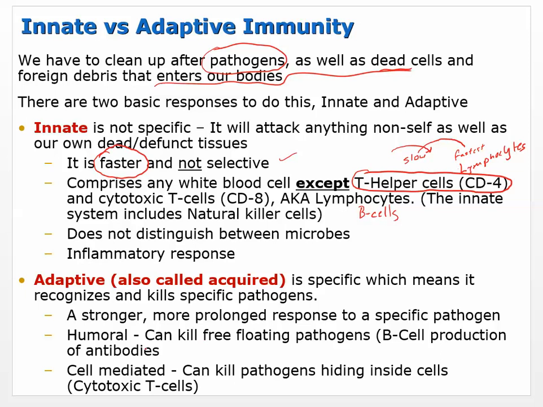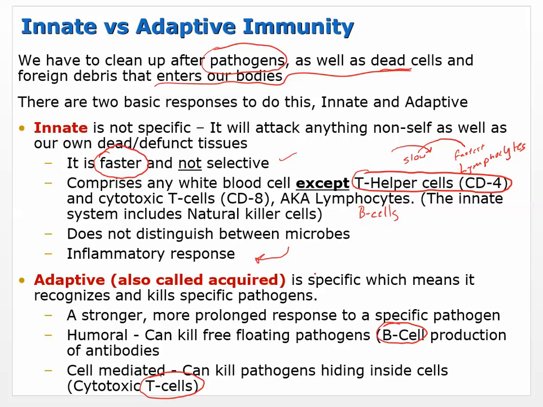The T cells and B cells, which I have down here, are part of the adaptive immune system. Okay, so the innate immune system does not distinguish between microbes. It just attacks them all with the same intensity, and it's also part of this inflammatory response, the innate immune response.